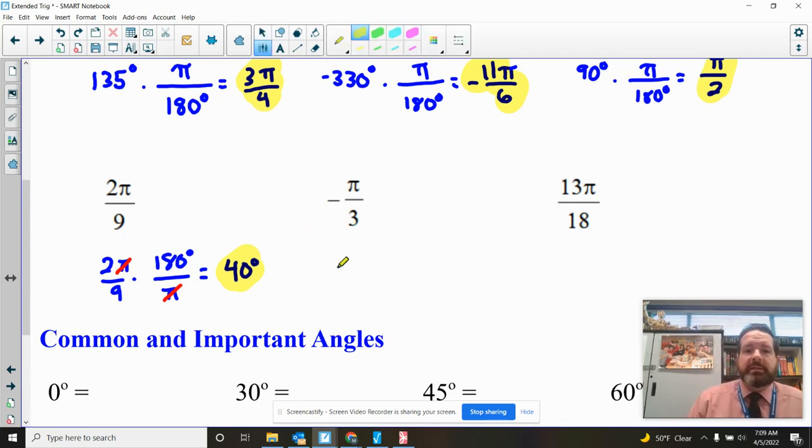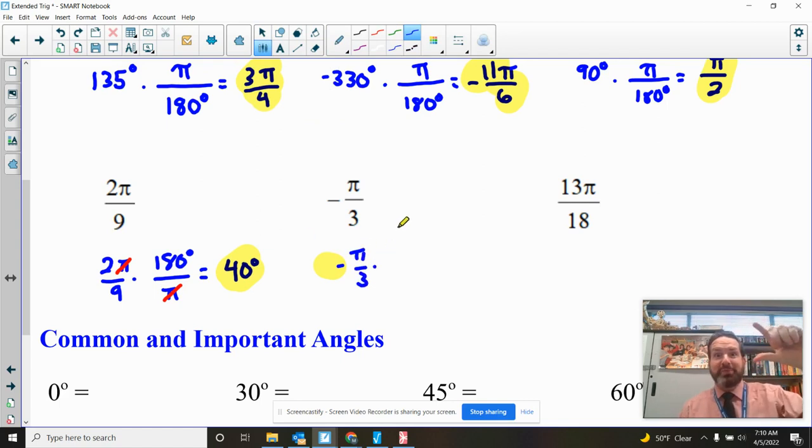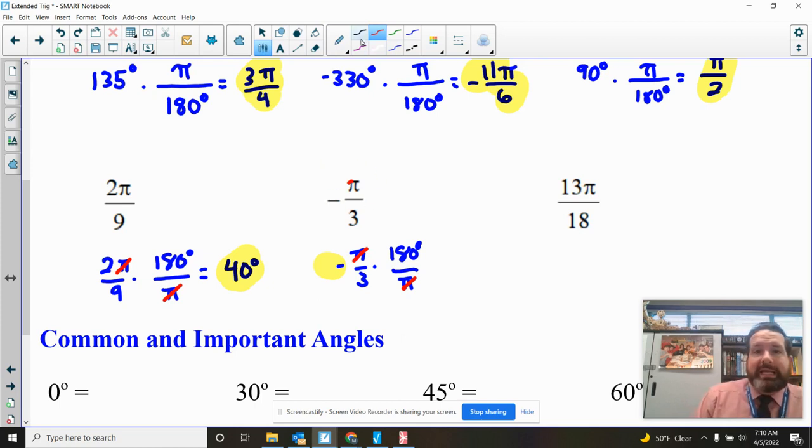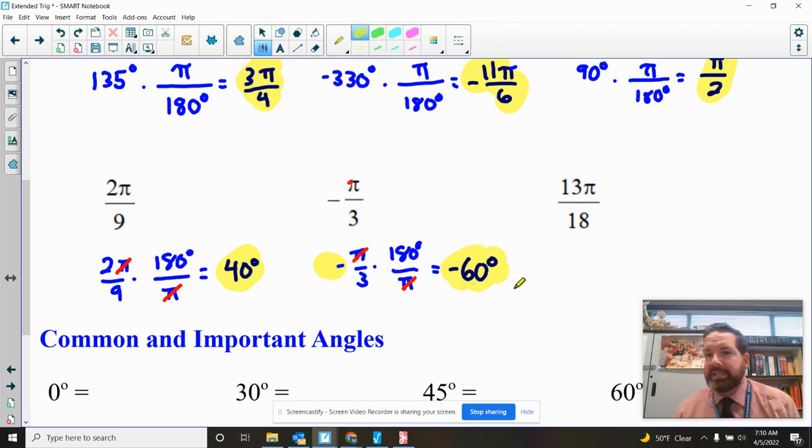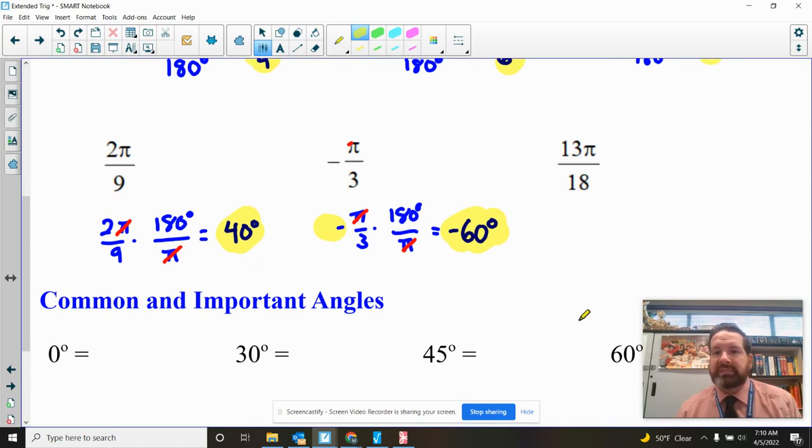Let's do the next. Negative pi over 3. The conversion, when you're going from radian to degree, is also always the same. The 180 on the top, and then the pi on the bottom. We do that so that I have degrees left as the unit, and the pi's can reduce. So what I have is 180 divided by negative 3. Okay, so this angle in radian is just the angle negative 60 degrees. Very nice, very cool.